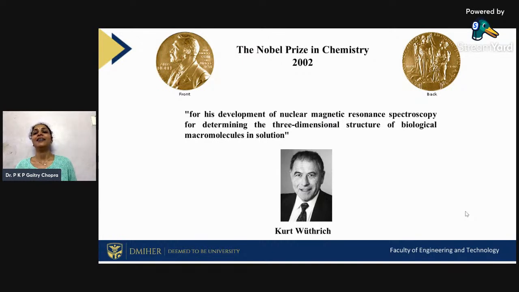Next. So these are a few more contributions towards the NMR field. This is the Nobel Prize in 2002 given to the scientist Kurt Wüthrich for his development of NMR spectroscopy for determining three-dimensional structure of biological macromolecules in solution. So now it is also possible to have a three-dimensional structure of huge macromolecules which exist in nature with the help of NMR spectroscopy.